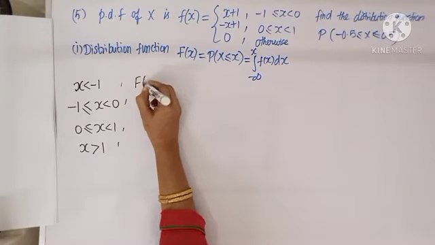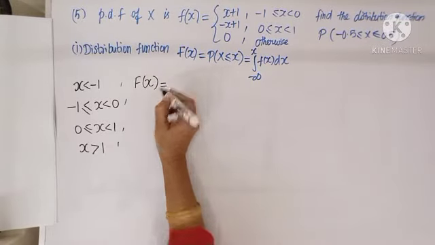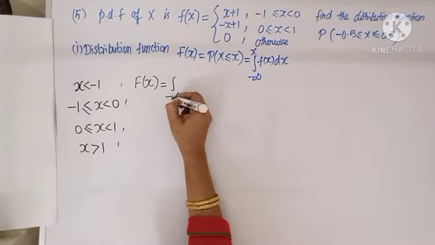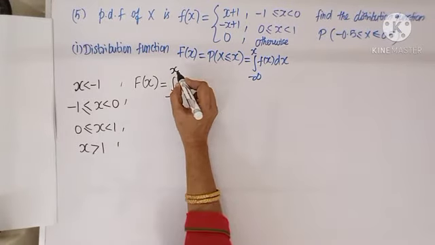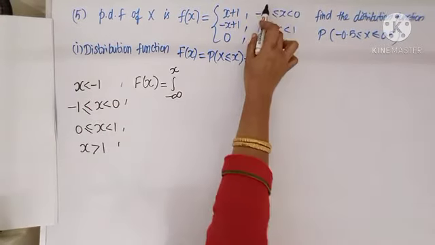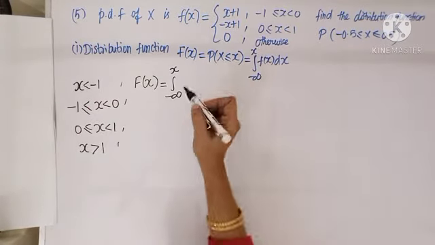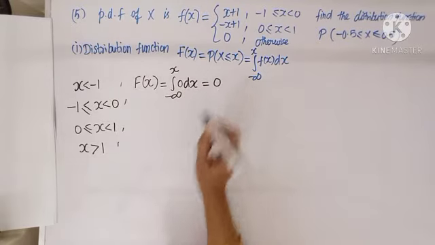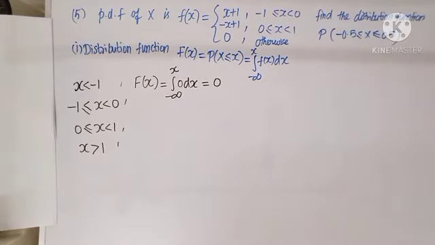Let us find out. F of x is equal to integral minus infinity to x. Where is x coming? Below minus 1. Below minus 1, the function is 0. If I integrate, my answer is also 0.